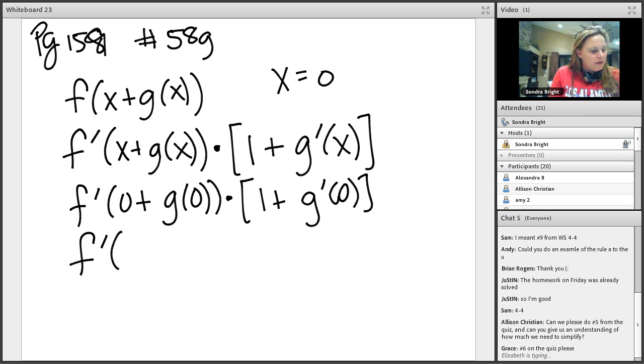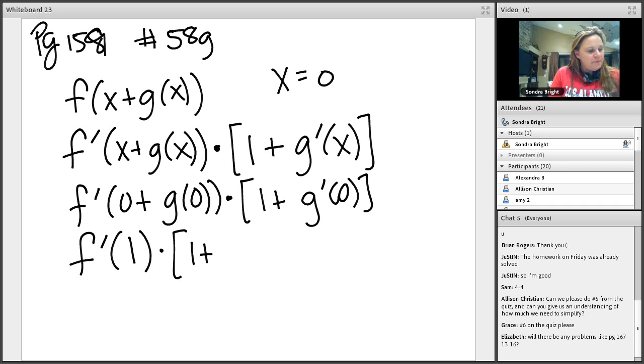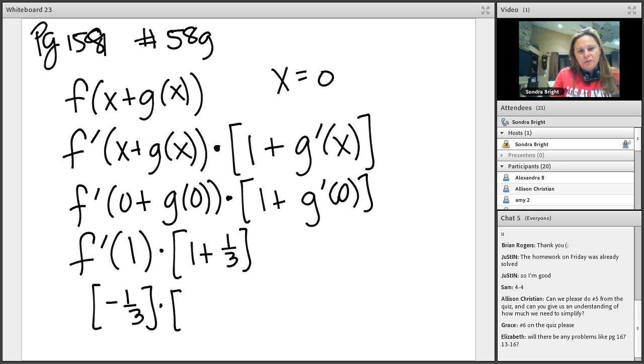So g of 0 in the chart is a 1. And then times 1 plus g prime of 0 is 1/3. And then f prime of 1 says it's a negative 1/3. And then times 1 plus 1/3 would be 4/3. So your answer, negative 4/9. Whoop, whoop. Negative 4/9.